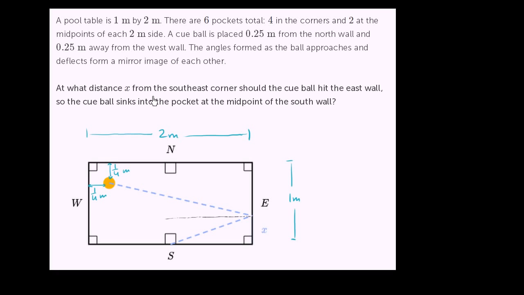At what distance x, so they labeled x right over here, from the southeast corner, should the cue ball hit the east wall. So this is the distance from the southeast corner, so the cue ball sinks into the pocket at the midpoint of the south wall.